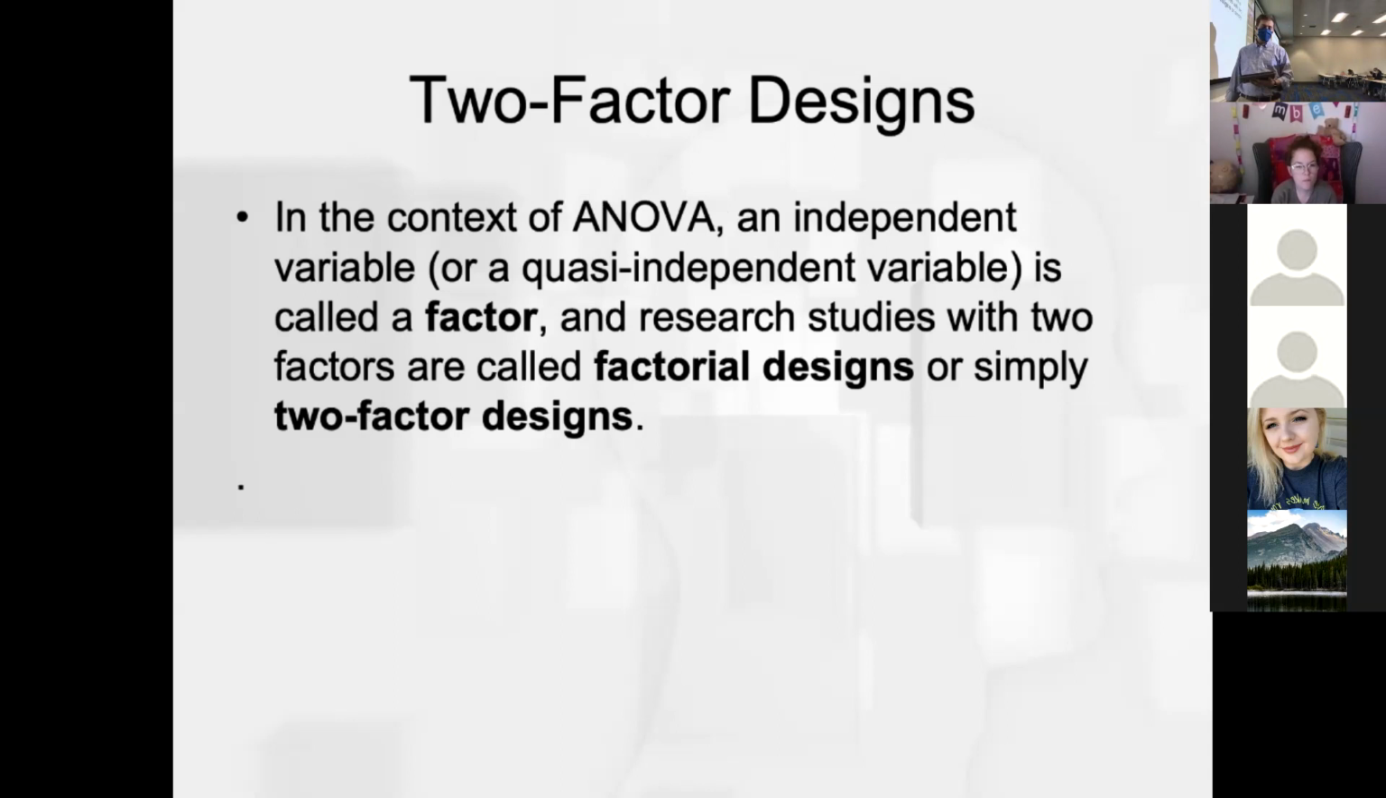All right. So today we are talking about two-factor designs. In the context of an ANOVA, an independent variable, so the variable you are manipulating, or it can be a quasi-independent variable, so a variable that changes just naturally, but you can't assign it, is called a factor.